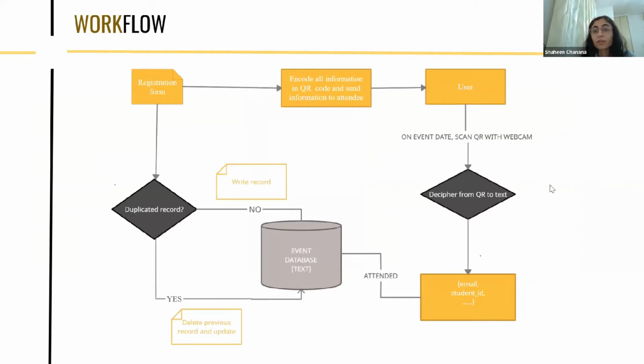This is the basic workflow of how our tool will carry out and aid in the process of taking attendance. The participants will, as normal, sign up through a registration form. After the form is completed, a QR code will be emailed to the attendee, which they have to download and scan using the webcam on the day of the event. The information in the QR will then be converted to text again and stored in the event database as attendance, thereby declaring whether the person has attended or not. If a person fills the form again, that is, signs up multiple times, the previous record will be deleted and updated with the latest one.